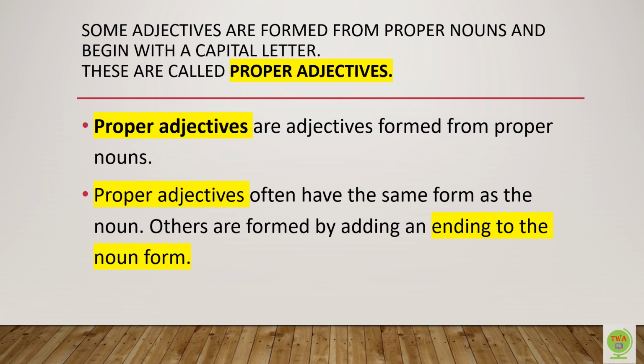What are proper adjectives? Some adjectives are formed from proper nouns and begin with a capital letter, and that's what we call proper adjectives. Yes, we have proper nouns, right? So if we have a basic background of proper nouns, I think we will all get this topic. Now, let's first define what proper adjectives are. Proper adjectives are adjectives formed from proper nouns. Proper adjectives often have the same form as the noun. They are formed by adding an ending to the noun form.